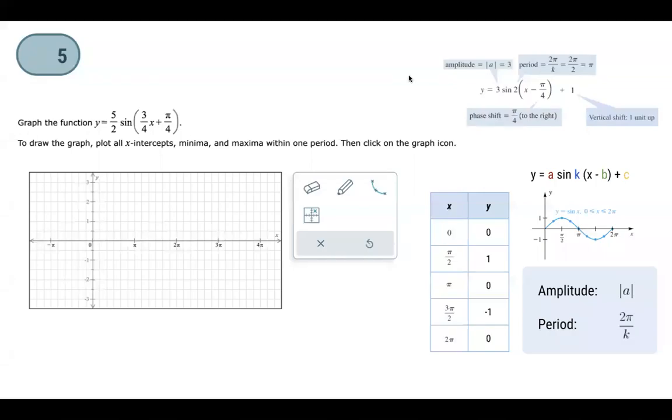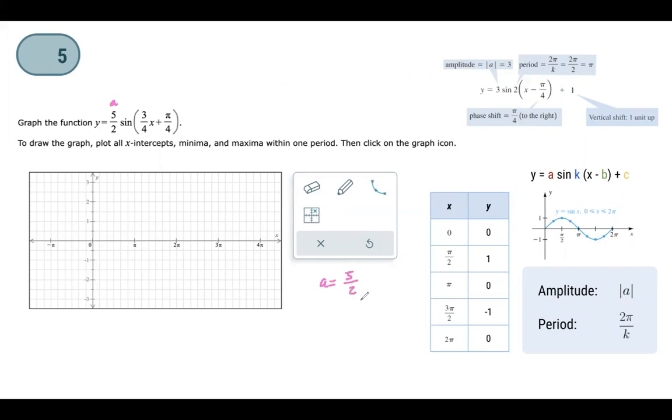Now, on this one, you have a bit more going on. So you have to be a bit more careful with how you handle this. One thing that's going on here is that we have a change in amplitude. So let's tackle that first. So A is going to be equal to 5/2 again.